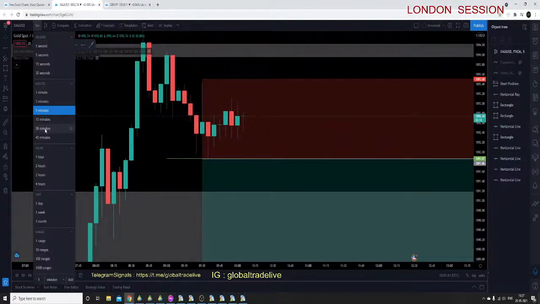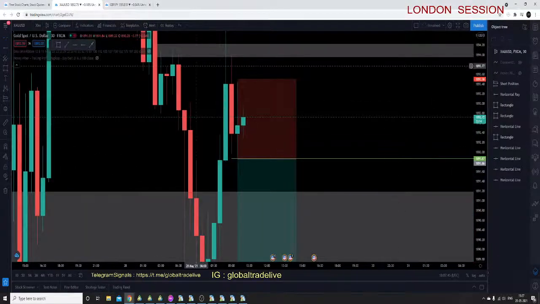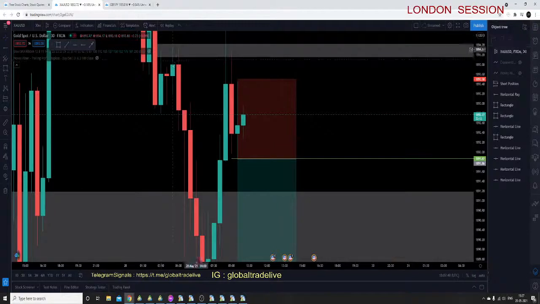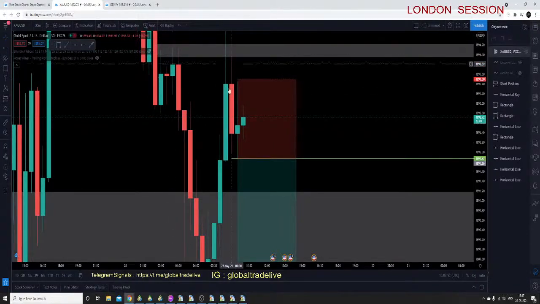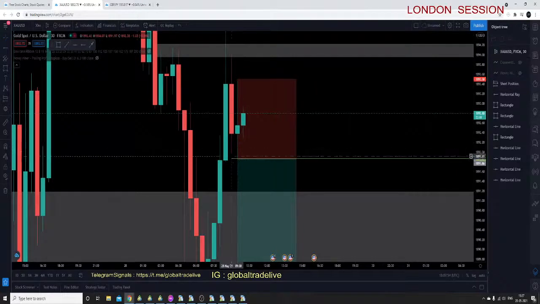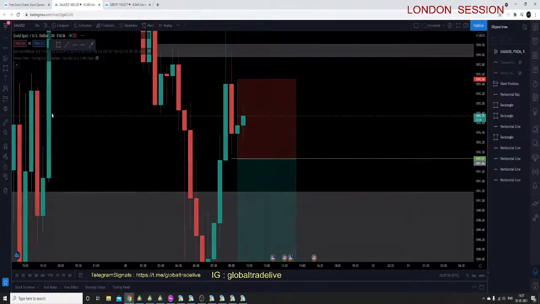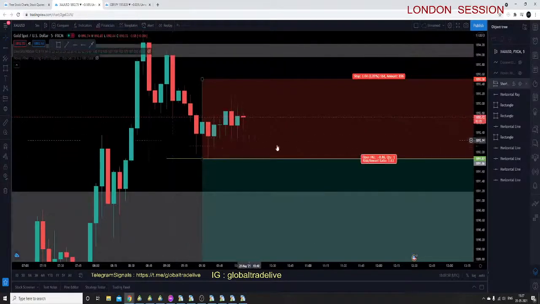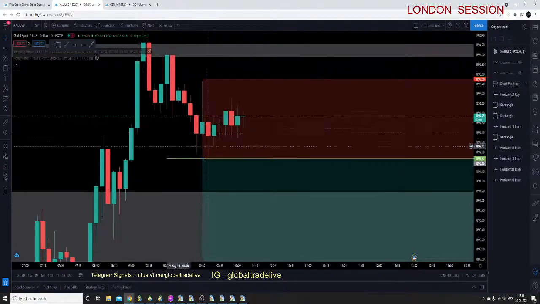Because in 30 minutes these candles rejected this area over here, which was rejected previously, that's why I took a sell trade when this candle broke the low. But the thing is, it just started consolidating and went nowhere.